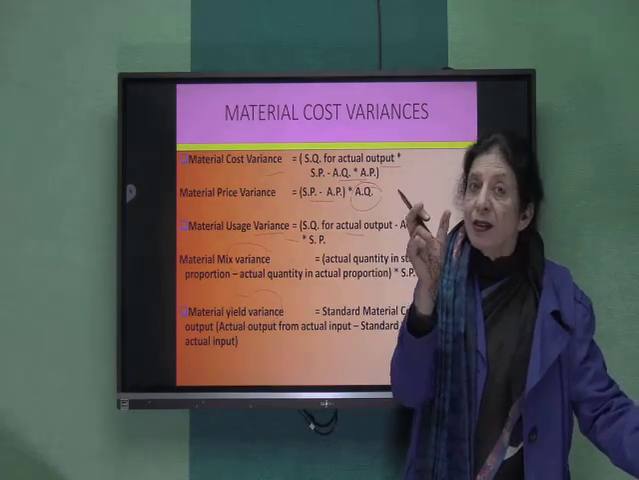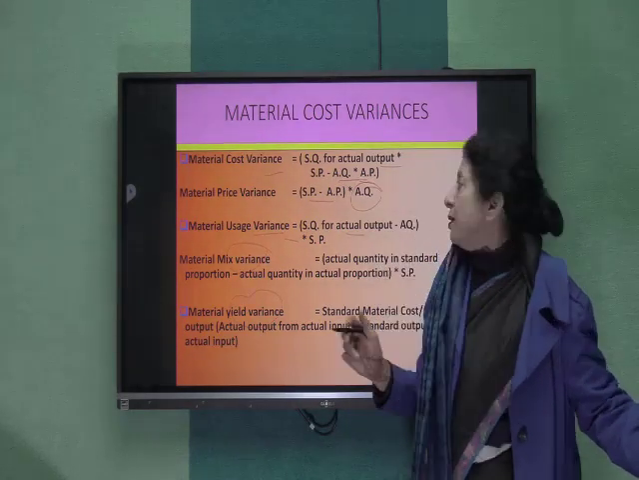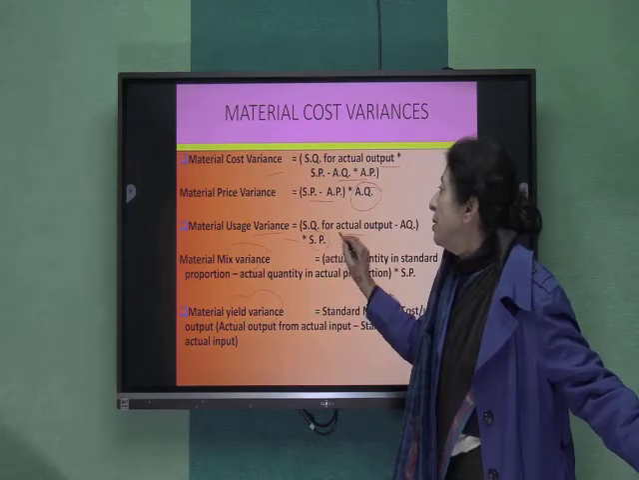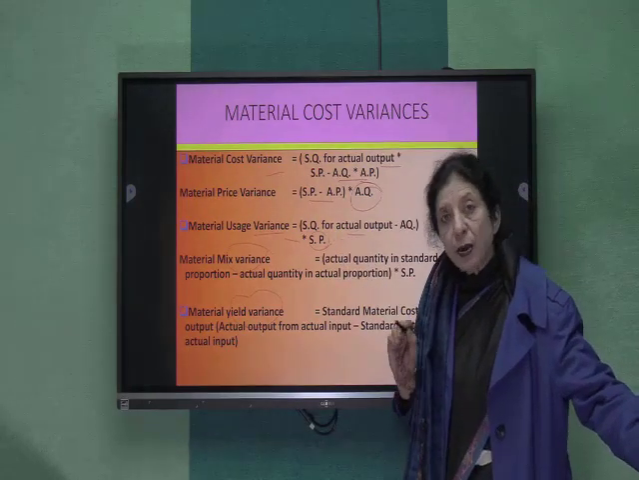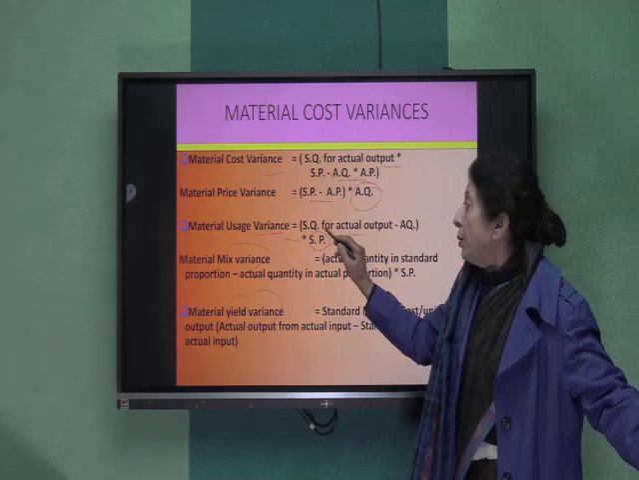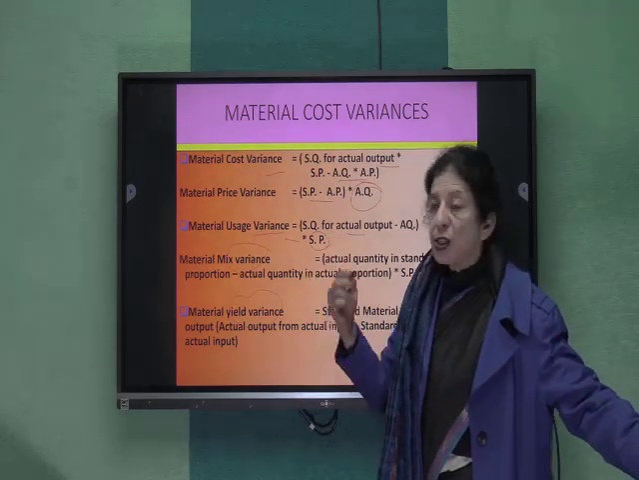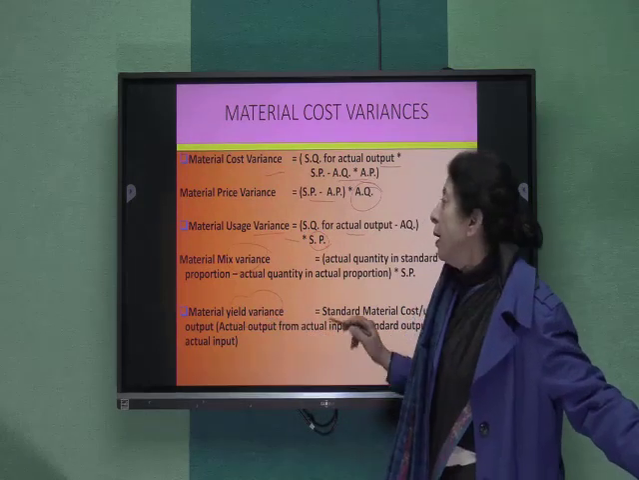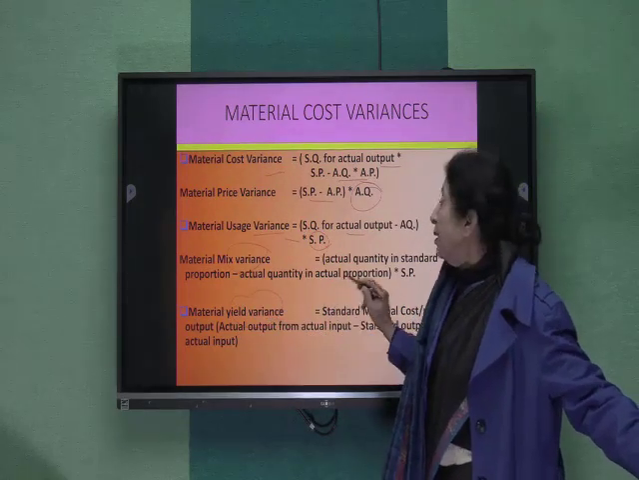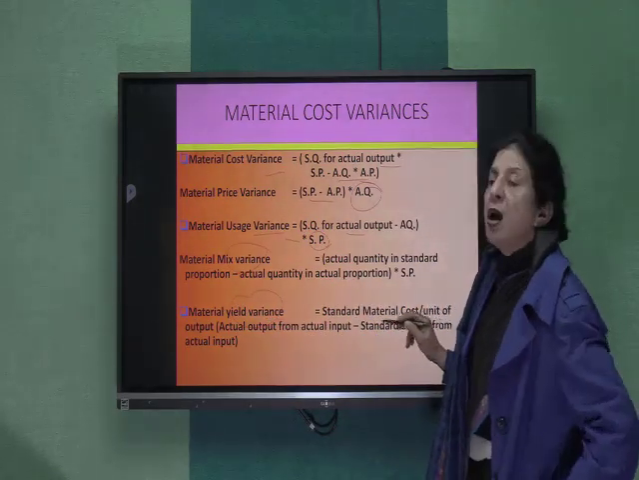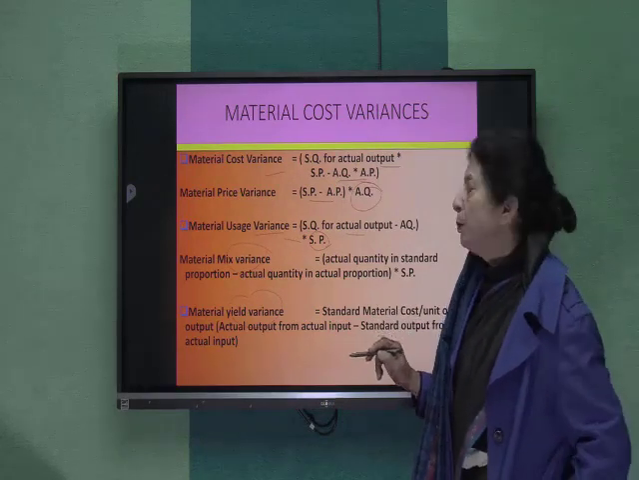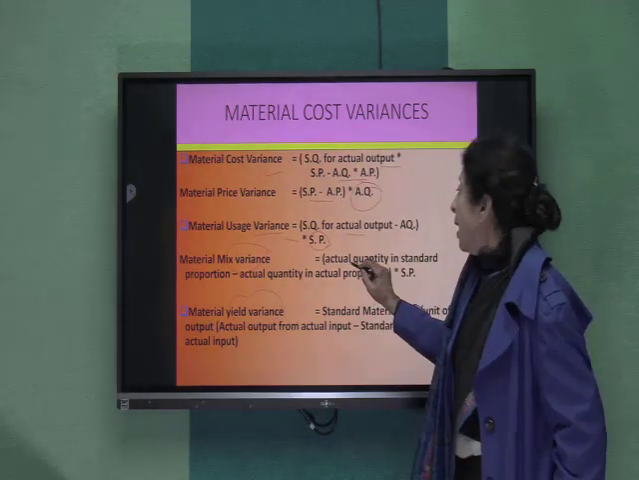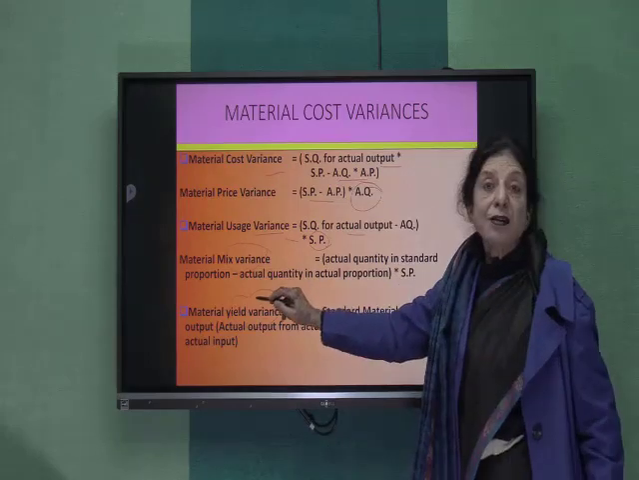Okay, you have taken the same base, finding out the difference and then multiplied by the standard price. Is it clear? Now after that, two reasons could be there. I have already explained that it can be a mix reason or it can be a yield reason. Now, if the mix is there, then in that case, what will I be doing? I'll be finding out the actual quantity in the standard proportion.